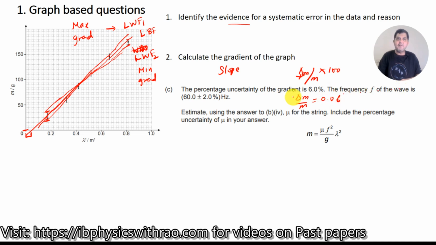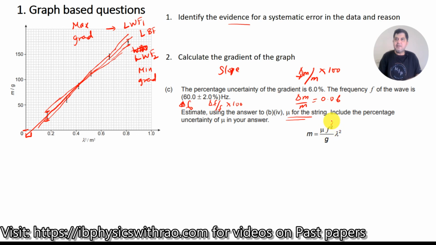The frequency f of the wave is given over here. So what is given here? This is your f0, and this here is again delta f by f multiplied by 100. Percentage is given, you need to look at that. Include the percentage uncertainty for mu in your answers and estimate the value of mu for the string. You need to calculate the value of mu and the percentage uncertainty of mu. Now, how do you do it?